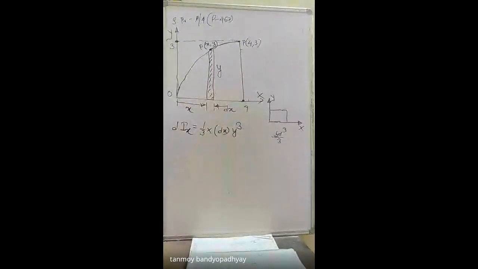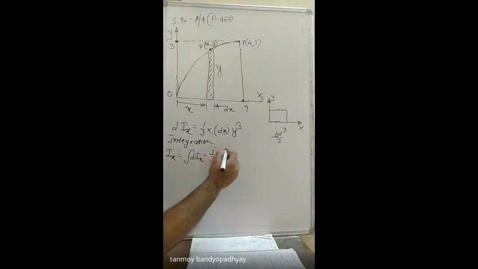Since we are considering Ix, and Ix passes through its base, we have put the formula as bd cube by 3, not bd cube by 12. If this one is clear, the other things are just integration. Now if I integrate dIx, Ix should be equal to 1/3 integration of y cube into dx.